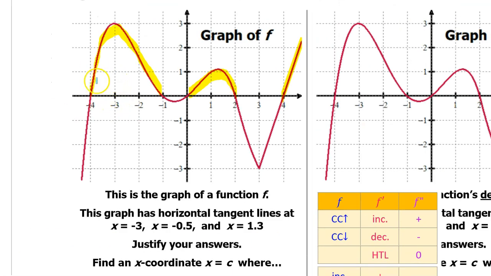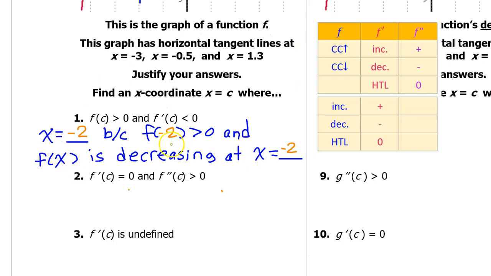f of x is positive anywhere above the x-axis, but we also need f of x to be decreasing. So f of x is also decreasing on this interval and this interval. So we just need to find a value of x in one of these two intervals. I'm going to go ahead and pick x equals -2. So one way you could write the answer is x equals -2 because f at -2 is greater than 0 and f of x is decreasing at x equals -2.